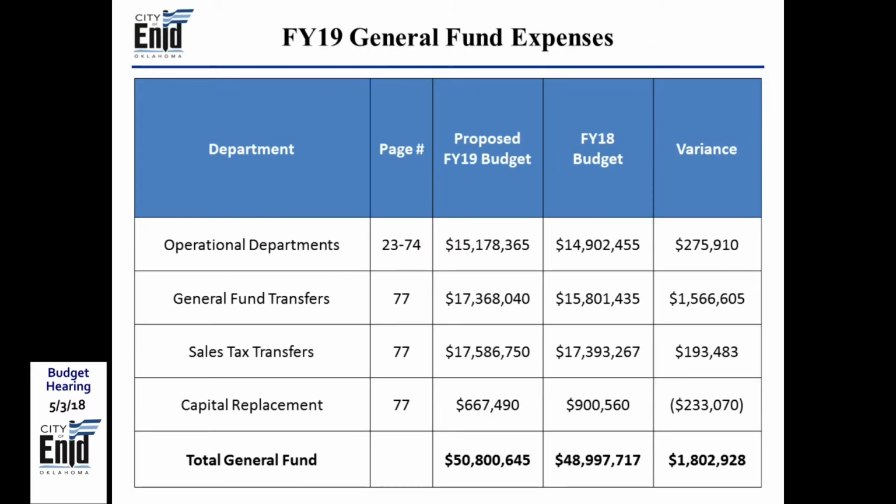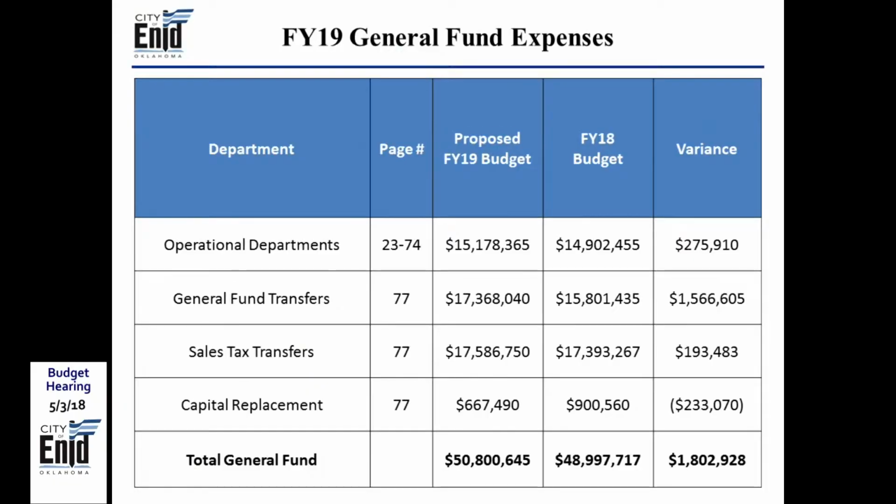This kind of breaks down that capital outlay here. So operations, the first two, personnel and operations combined, is that 275 variance. General fund transfers are up 1.566. Almost all of that is to police and fire. As I presented earlier, $1.57 million increase to police and fire funding this year to make sure they have what they need for operations. Transfer is up $193,000.